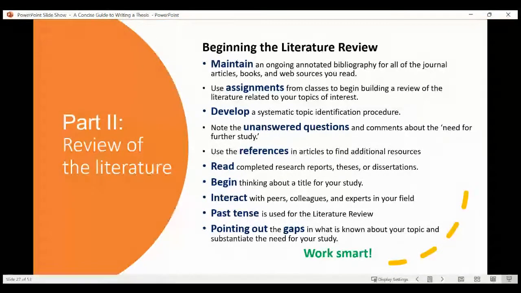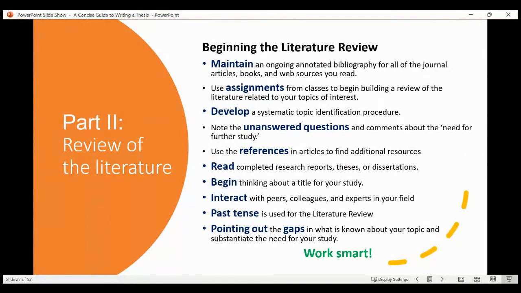If you do this, this is a smart move from you. Develop a systematic topic identifying procedure. For example, you have a big picture, a big topic, then you narrow it down until you reach the concise topic that you like. Try to find and answer questions in research articles. If you go to the end of the article, you will see further research, or try to find expressions like future studies could be so and so. Use references in articles to find additional resources. Read completed research reports, theses, or dissertations. Begin thinking about a title for your study.